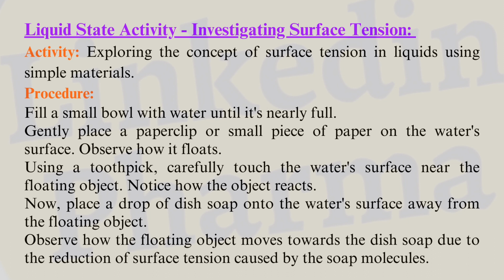Liquid state activity. Investigating surface tension. Activity. Exploring the concept of surface tension in liquids using simple materials. Procedure. Fill a small bowl with water until it's nearly full. Gently place a paperclip or small piece of paper on the water surface. Observe how it floats. Using a toothpick, carefully touch the water surface near the floating object. Notice how the object reacts.